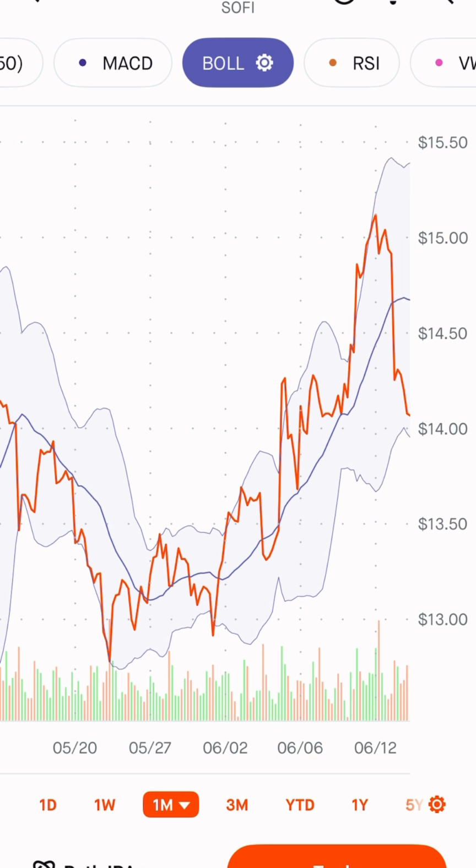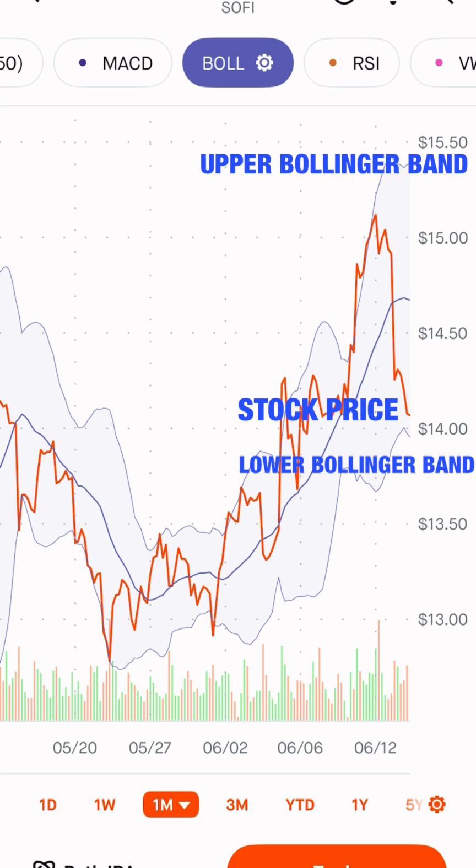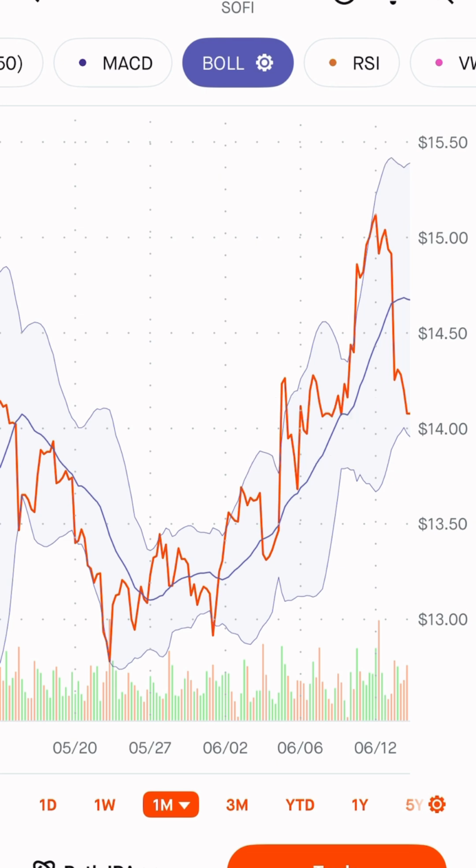And we're going to go 1 month out. We can see that the stock price is close to the lower part of the Bollinger Band at $14. The upper part of the Bollinger Band is at $15.50. So when I'm selling a put, I'm looking at the $13 put on SoFi. So you can see $13 is completely out of the Bollinger Band. So it would be considered a safe point to sell the put.